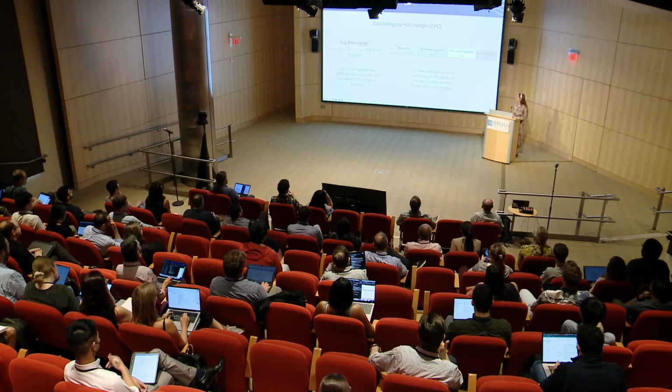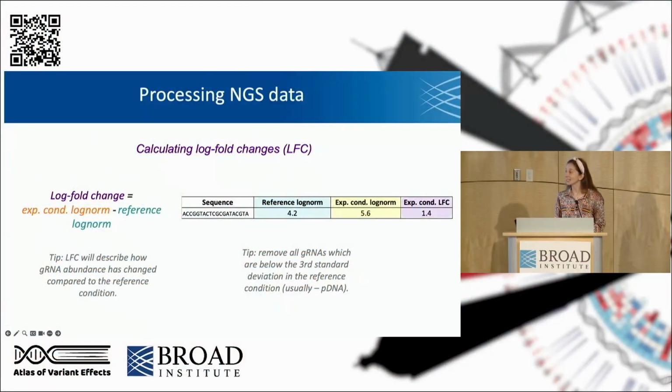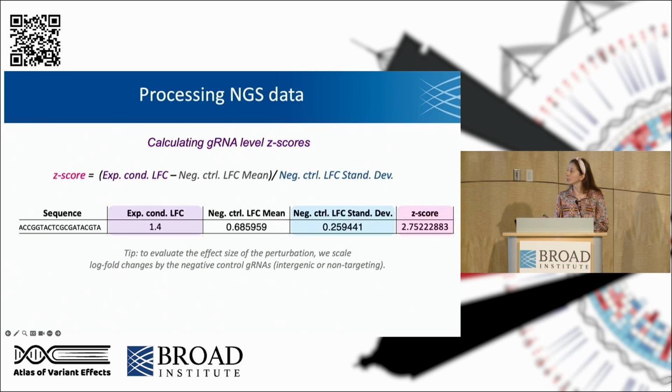Okay, after we got our log normalized values, it is time to calculate the log-fold changes. The log-fold changes are calculated by subtracting the log normalized values of the reference condition from our experimental condition. The resulting log-fold change value would tell us whether a particular guide RNA has depleted or enriched in the population. But in order to get the biological effect size for a particular guide RNA, we resort to calculating a z-score.